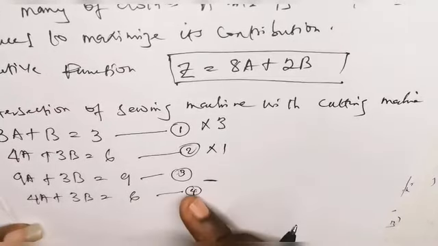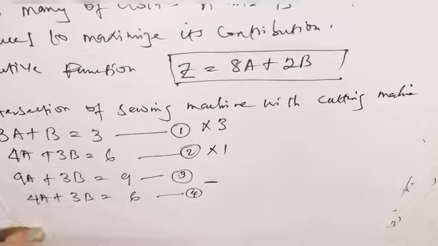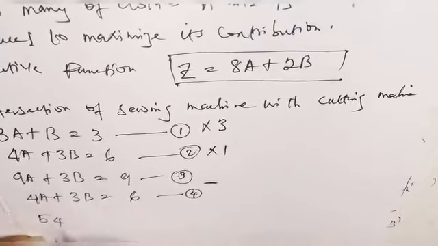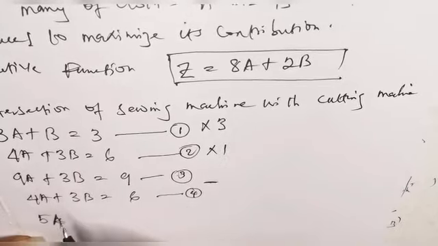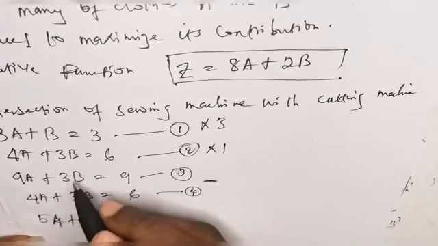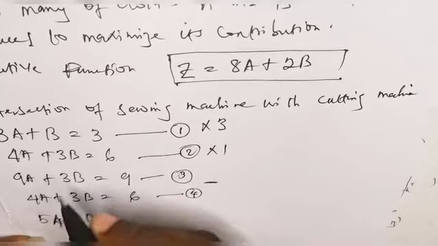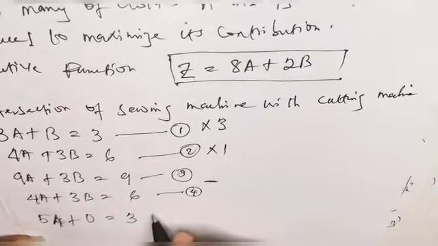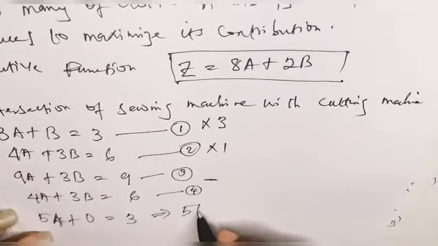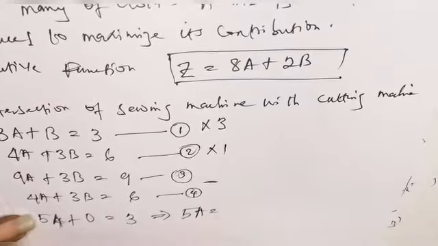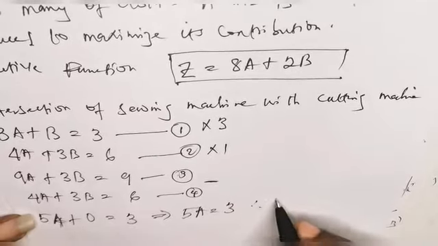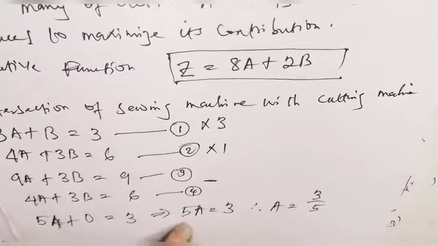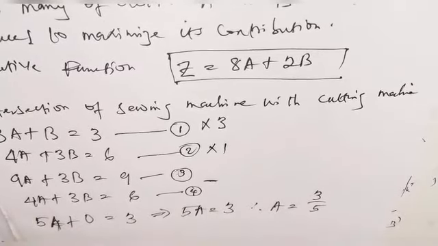So simply remove equation 4 from equation 3. I have here 9 minus 4, that gives me 5a. Now, plus 3b minus 3b gives me 0. Notice now that b has been eliminated, and that's equal to 9 minus 6, which gives me 3. So this implies that 5a is equal to 3, and therefore I can find a to be equal to 3 divided by 5.